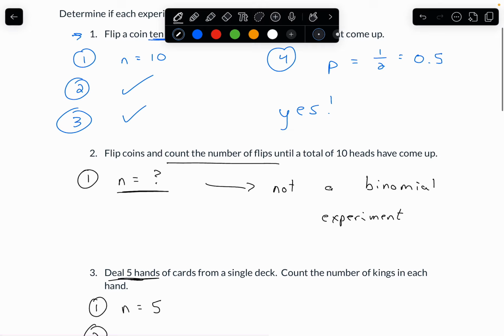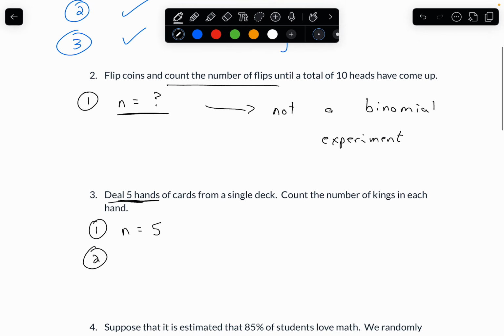Number 2, our second condition is that trials are independent of each other. So if one hand has 4 kings, is that going to affect the other hands of cards? Well, in this case, yes, it would. I'm assuming I'm drawing these hands without replacement, meaning I'm going to deal all of these hands at the same time and count the number of kings. So if they're dealt without replacement at the same time, that means these are not independent. And if our trials are not independent, that means this is not a binomial experiment.